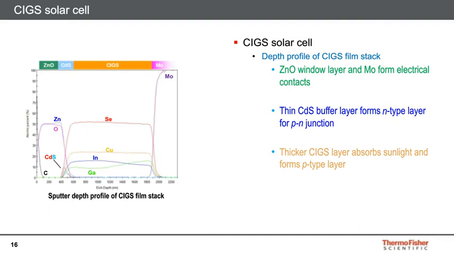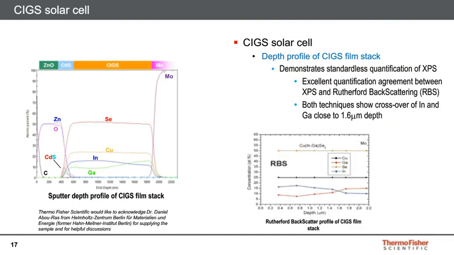The XPS depth profile gives a standardless quantification of the SIG's film stack as a function of depth. A comparison of the XPS data with the Rutherford backscattering data from a similar test sample verifies the accuracy of that XPS quantification. In the case of the RBS, it was not possible to analyze a real product solar cell film, as was the case with the XPS example, but a similar test film deposited onto a wafer was examined.